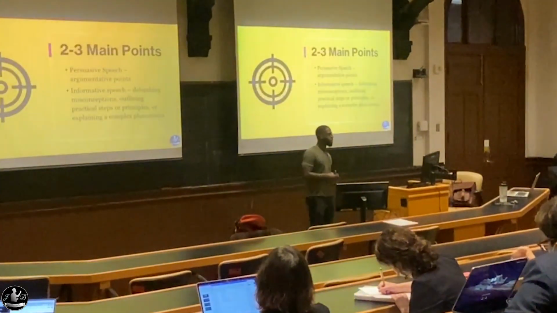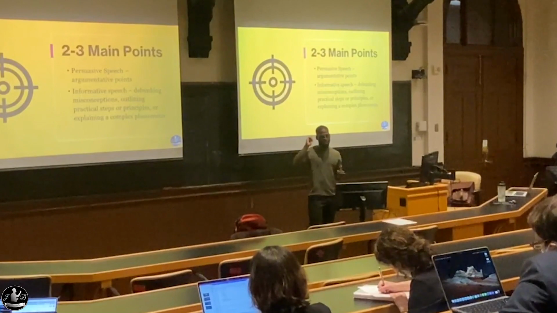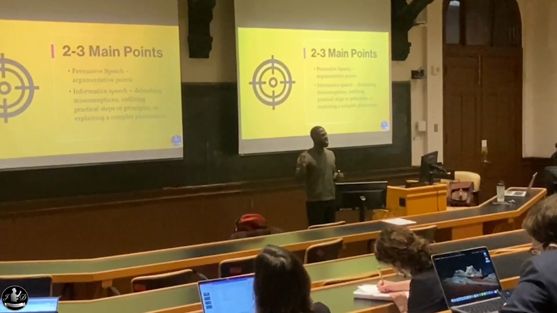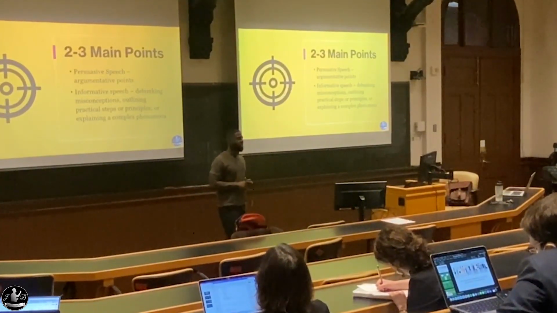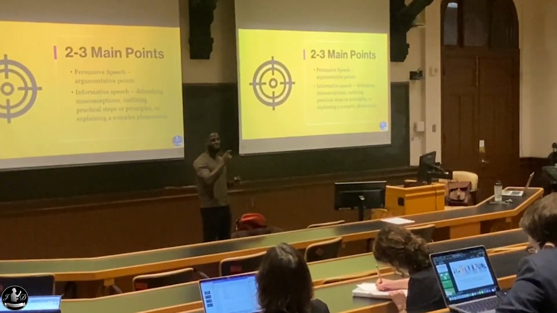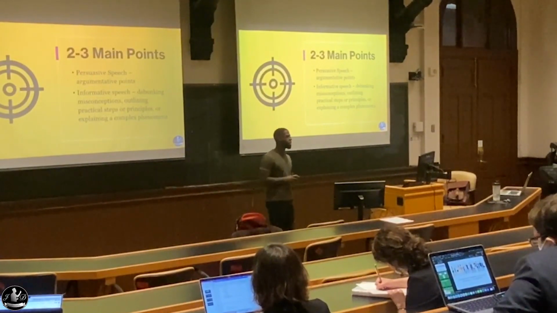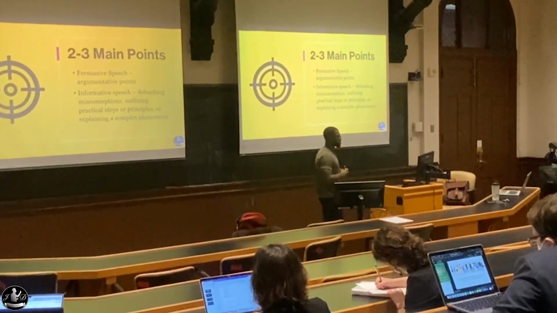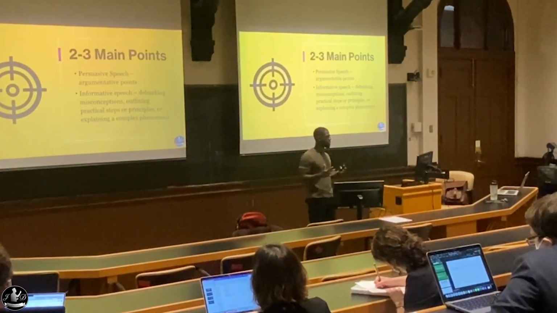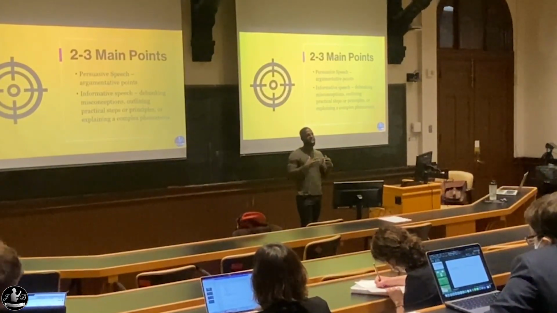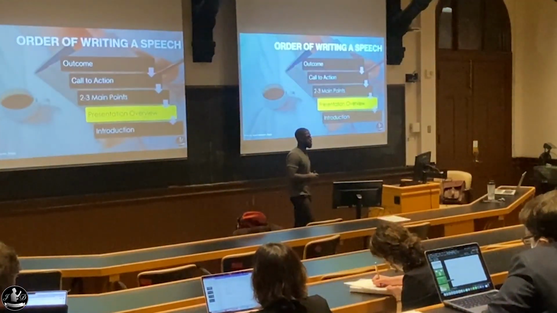Then we've got our 2 to 3 main points. In persuasive speeches, this looks like argumentative points, right? So think about misconceptions that the audience might have, or oppositions that the audience might have to whatever you have to say. Kind of telegraphing what the audience might say in opposition to what you're presenting is very important in a persuasive speech. And then in an informative speech, debunking myths or misconceptions, outlining practical steps and principles, and then explaining something that's very complex. Again, policy can be very multifaceted, so your 2 to 3 main points kind of serve that purpose.